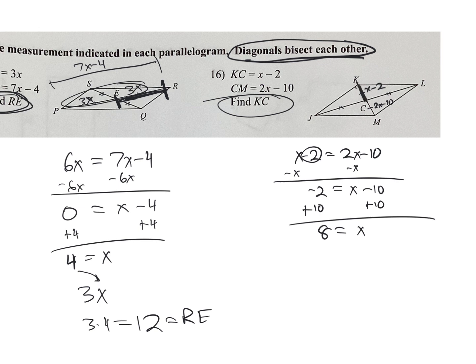KC is just the small segment here. So KC is x minus 2. So we substitute 8 in, and so KC is equal to 6. All right.